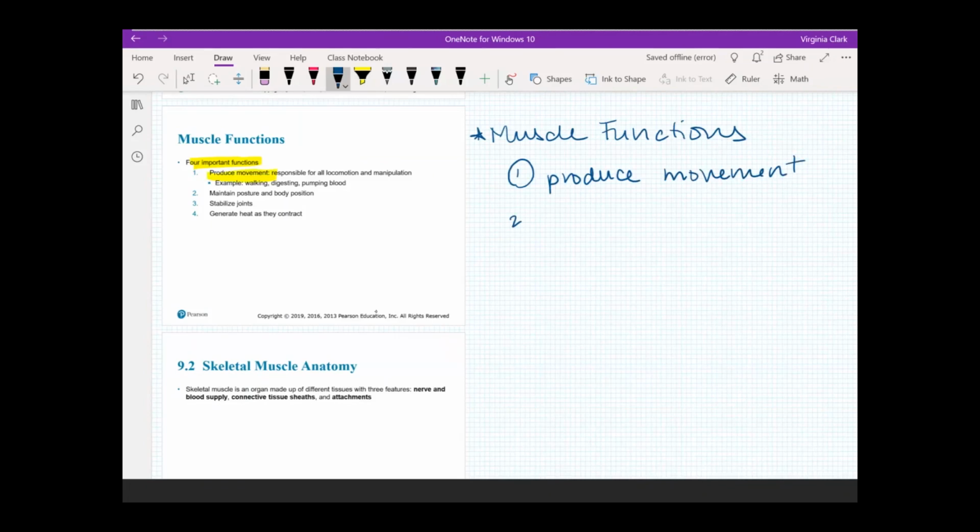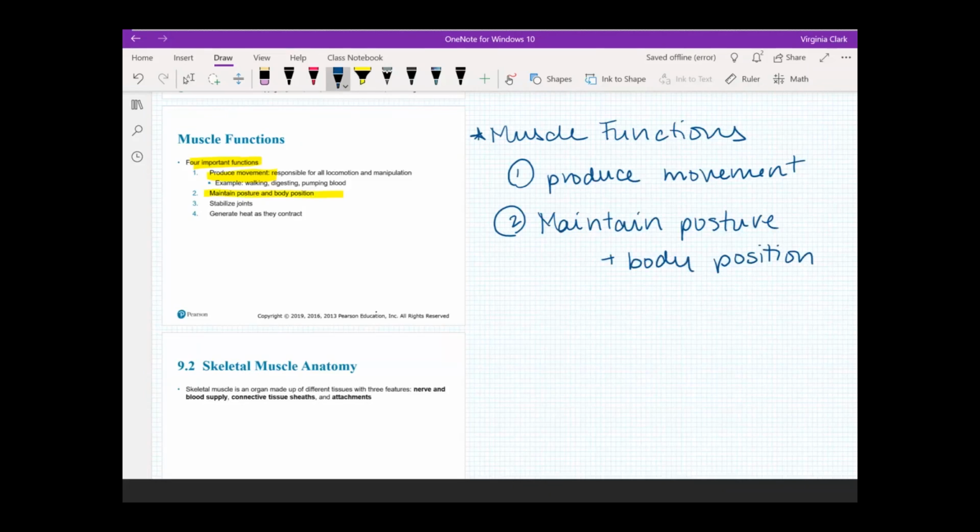The second function of muscle, whether it's cardiac, smooth, or skeletal, is going to mainly be focusing on our skeletal for these. It's going to maintain the posture and our body's position. So the ability to stand upright and stay standing upright is because our skeletal muscles are holding our bones in place. The ability to then bend over and not just fall flat on our face is due to our skeletal muscles working and being connected the way they are.